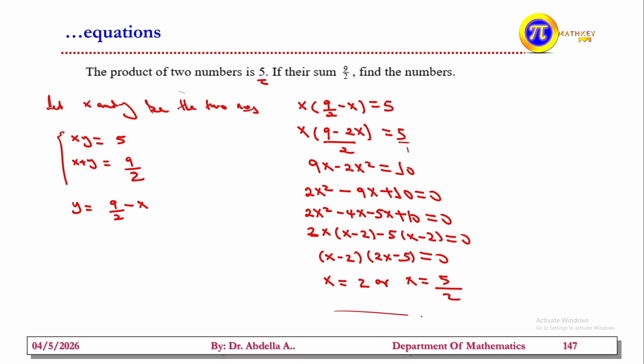The value of x here is 2 or 5 over 2. Check whether it satisfies or not. You know that 2 times 5 over 2, it is 5. 2 plus 5 over 2, the LCM is 2, 4 plus 5, 9 over 2. Yes, it is correct. Therefore, the numbers are 2 and 5 over 2.